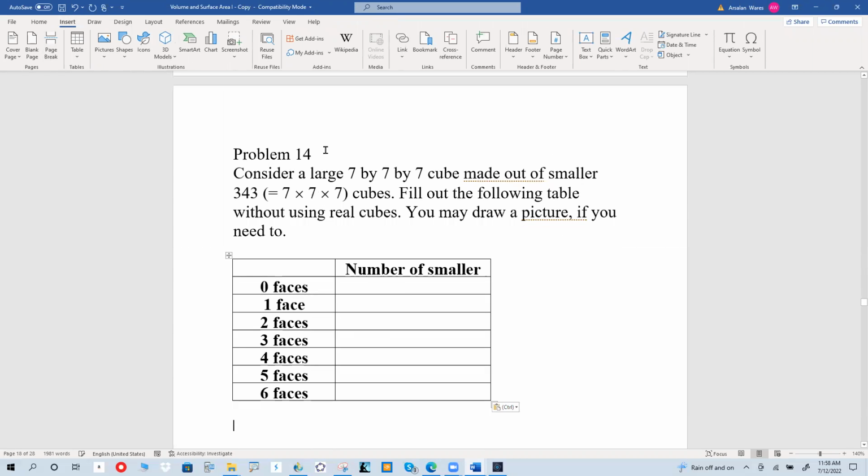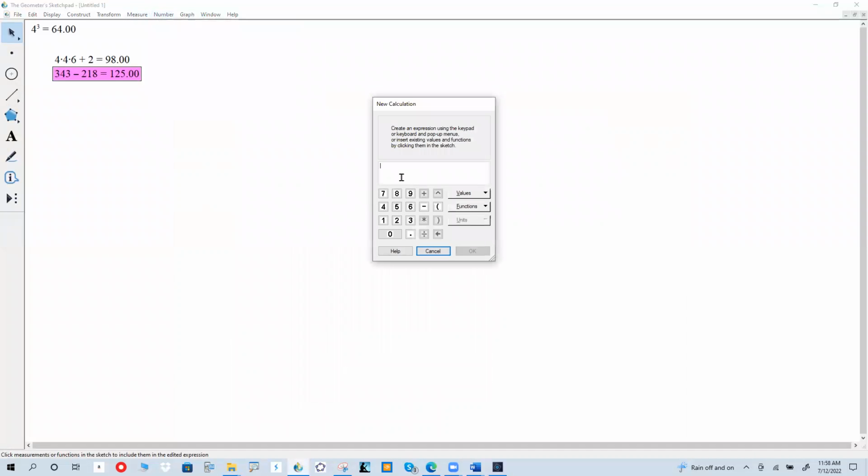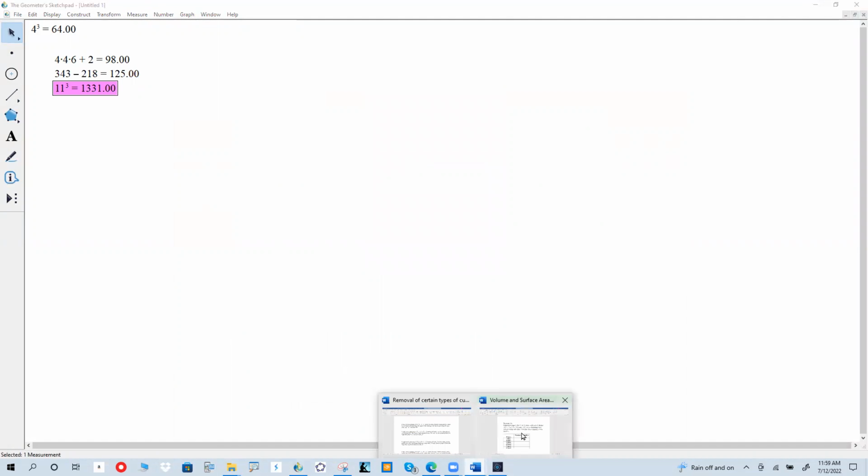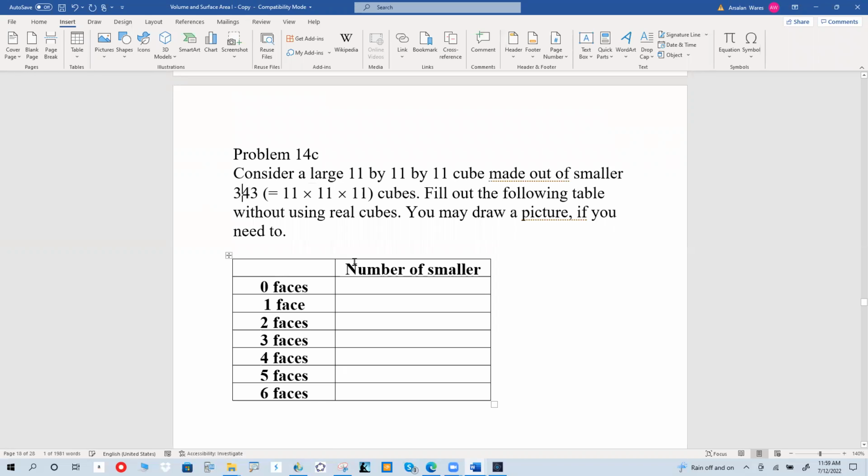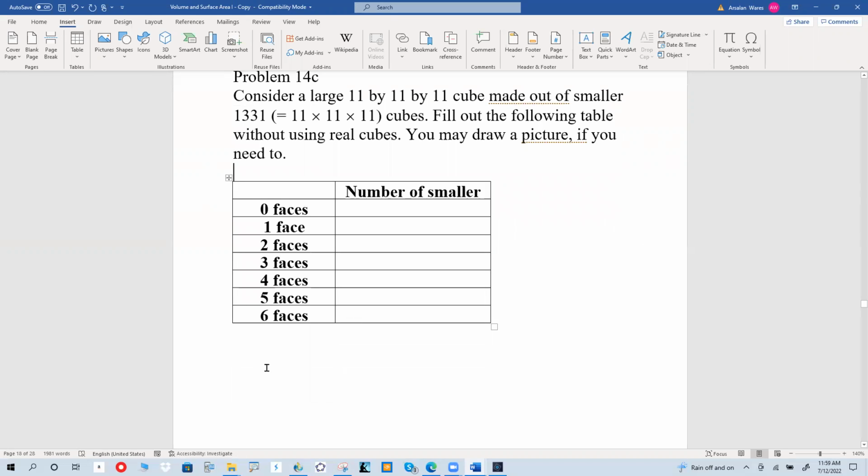So I'm going to call it 14C. Let's make it really large, 11 by 11 by 11. Yeah, that's going to be a large number. And 11 to the power 3, according to my calculator, is a large number, 1331. So we're going to work on this one.